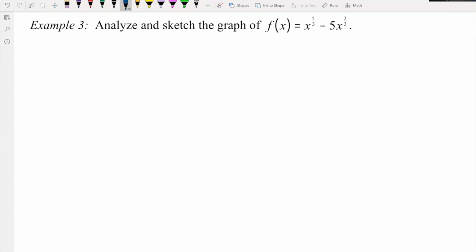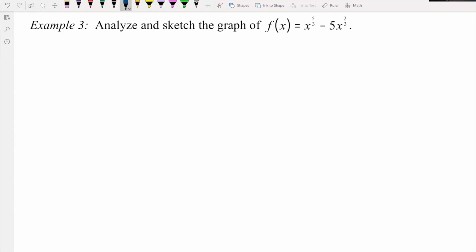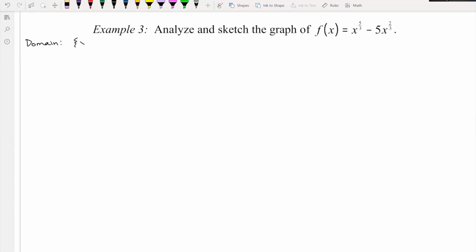So if we go to this one next, what I'd like to notice is, first of all, the domain. Are there any restrictions here? Can I raise any number I want to the fifth power and then take its cube root, positive, negative? Same thing with raising to the second power and taking a cube root. I think I can. So I think the domain is going to be all real numbers.